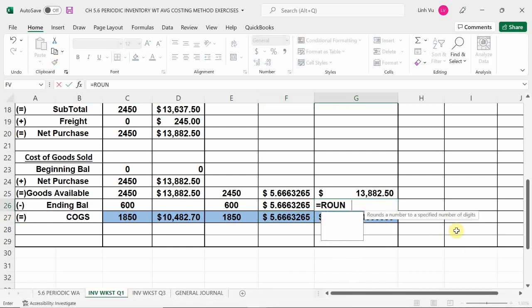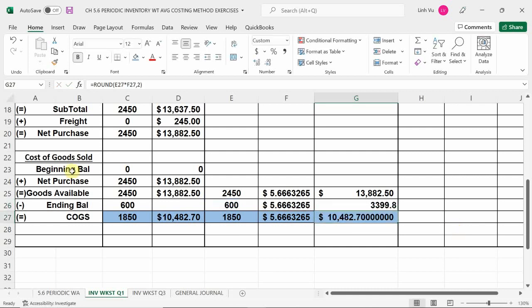So equal round, okay? The first argument is my equation. I want to know what 600 times that 5.663265 is. I'm going to end that argument with a comma, and I want this to be rounded to 2 decimal places, right? Enter. That means my total amount here gave me $3,399.80, right? And I can also do the same thing here, right? I can take this and subtract that and get the same exact answer.